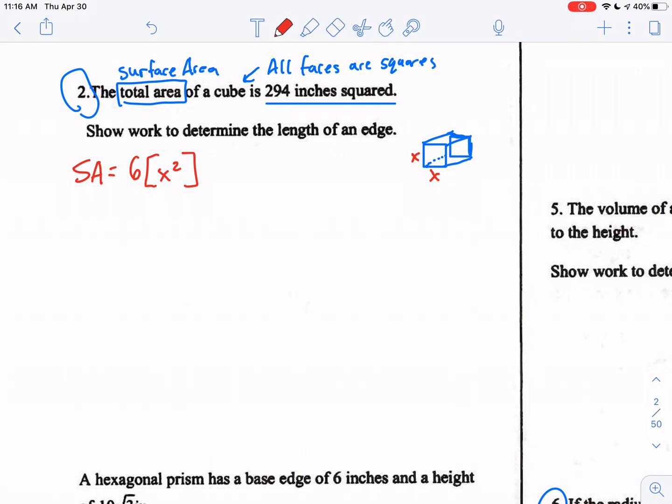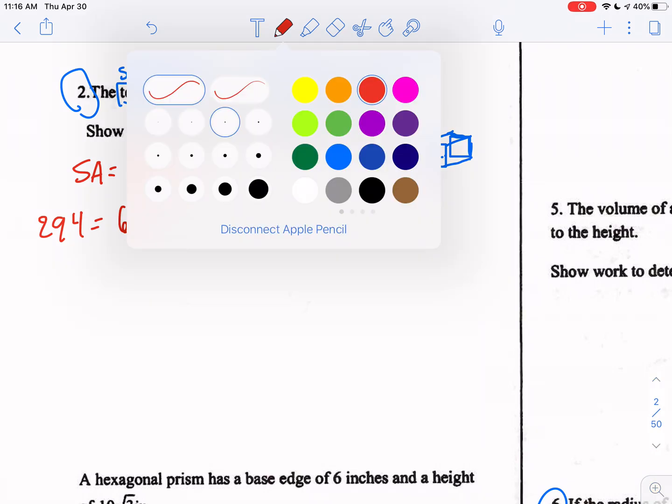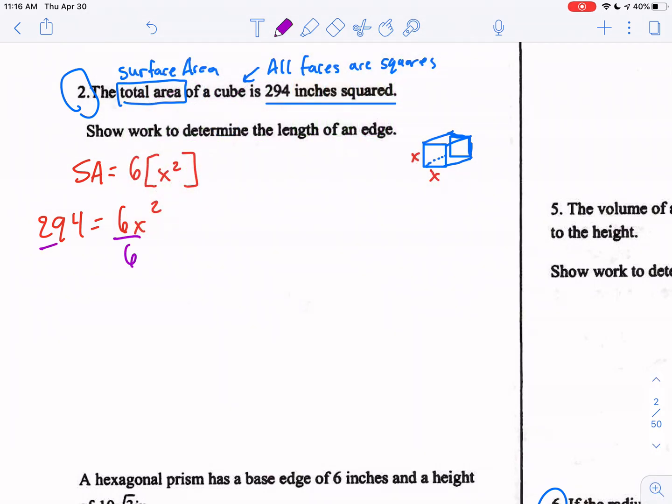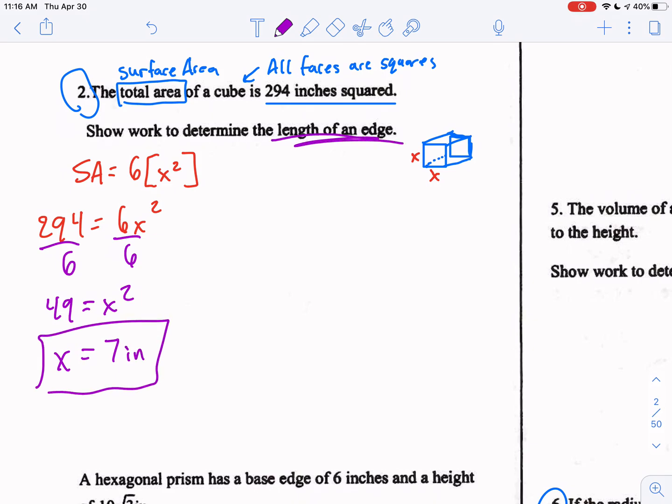So once you have that, surface area is 294. 294 equals 6x squared, divided by 6. You should get 49 equals x squared. X equals 7 inches, which is the length of one of the edges. That's it. That's the shortcut way.